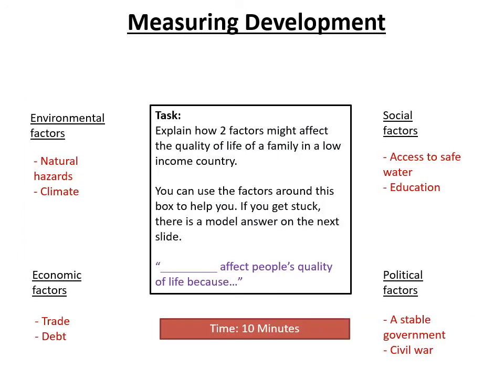Okay, fantastic. So here we go. I've got two specific factors for each of these categories. We've got environmental, social, economic, and political factors. Any of those terms I thought that you might not understand, I put on the last slide and you've just written down. My task for you is to explain how any two of those, and pick two from different categories.